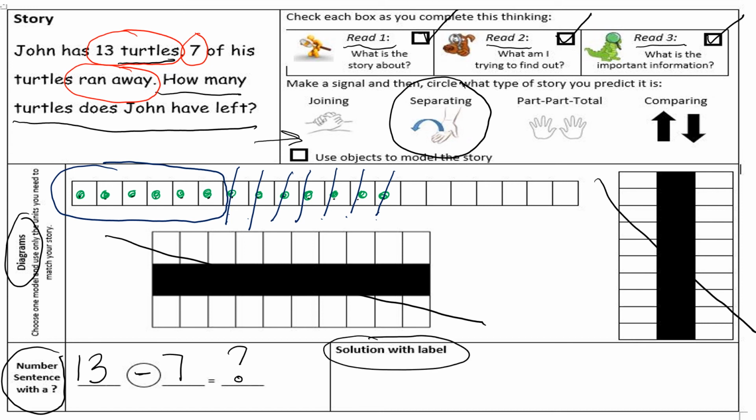Now I'm going to go over to this next one and do my solution with a label. Your solution is your answer. The label is what the story is about, which we talked about in our first read. So I'm going to go ahead and count what I circled just to make sure I get the correct answer. Now, I might already know 13 minus 7 automatically in my head, but I want to double check it. I have 1, 2, 3, 4, 5, 6. So my solution is 6, but 6 what? 6 turtles.